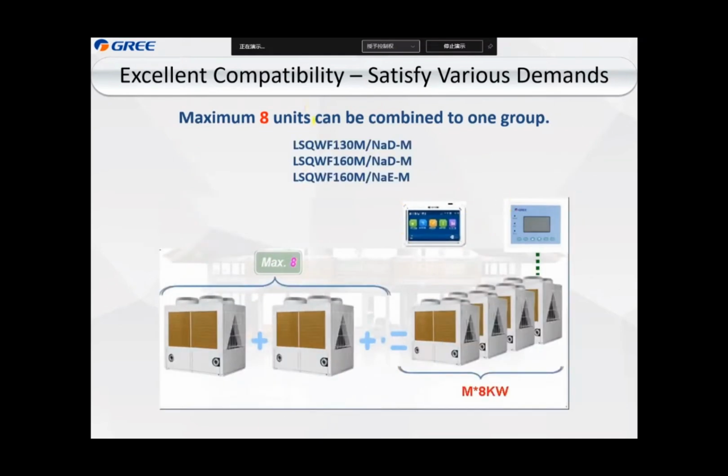And then, except for the above modules, we can combine 16. But for these three modules, we can only combine a maximum of 8 units together in one modular system, because you see there is one feature: all these three modules have four compressors.